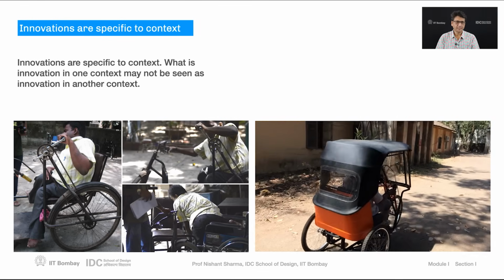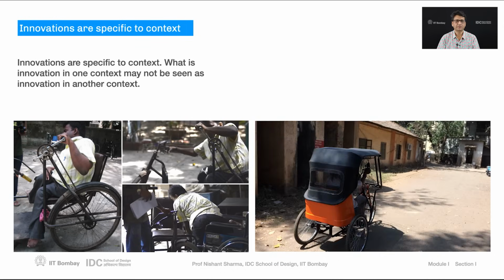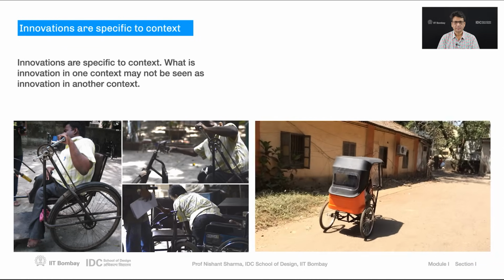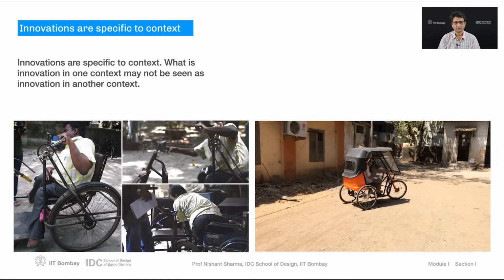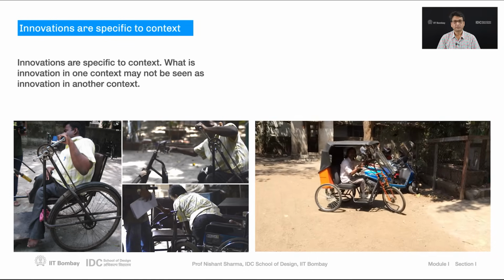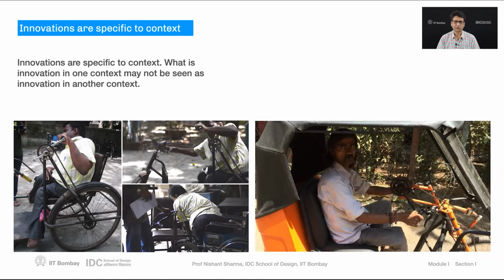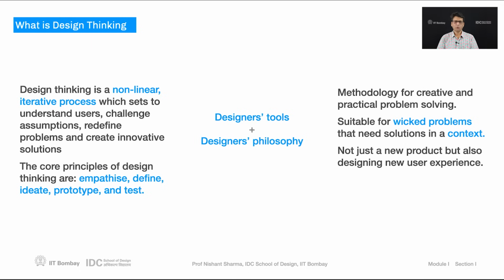Having said that, innovations are specific to context. What is innovation in one context may not be seen as innovation in another context. Our endeavors, therefore, should be directed towards context-sensitive innovations, and design thinking is a step in the right direction. So, the question now is, what is design thinking?